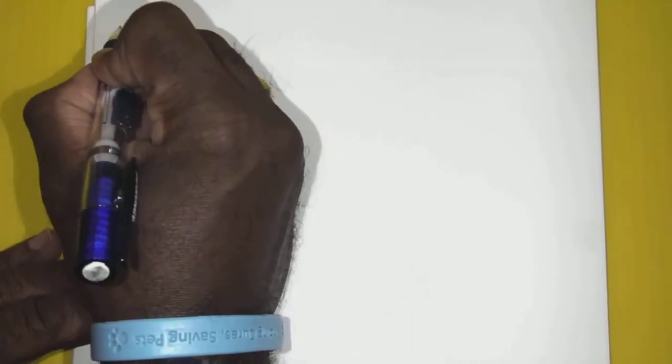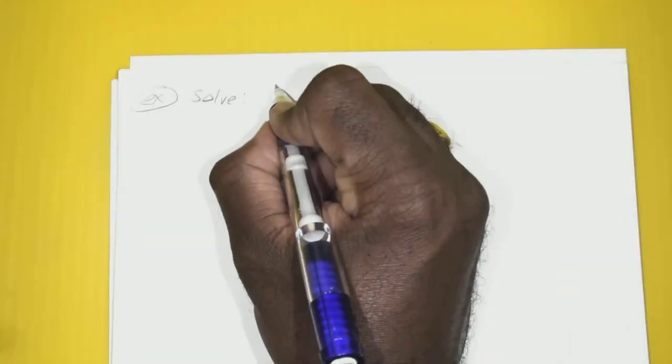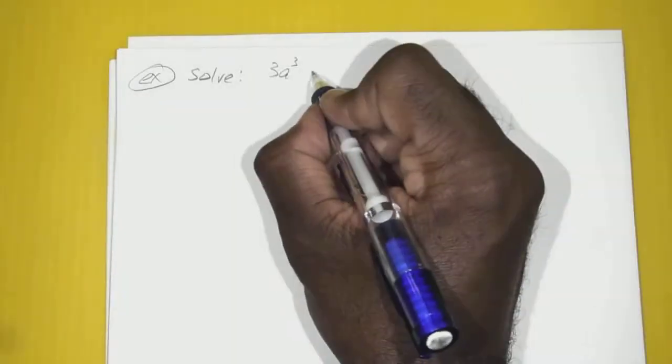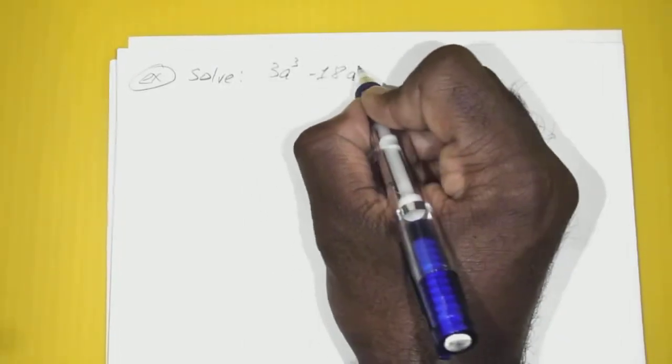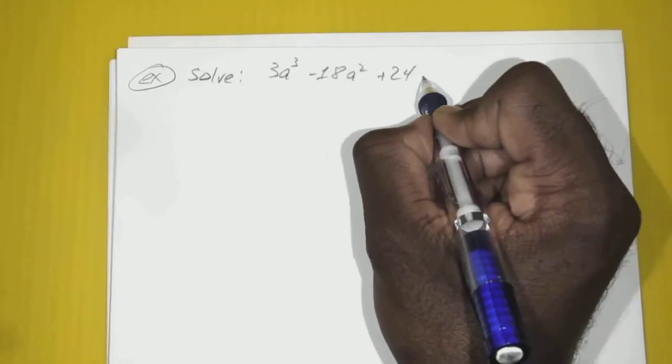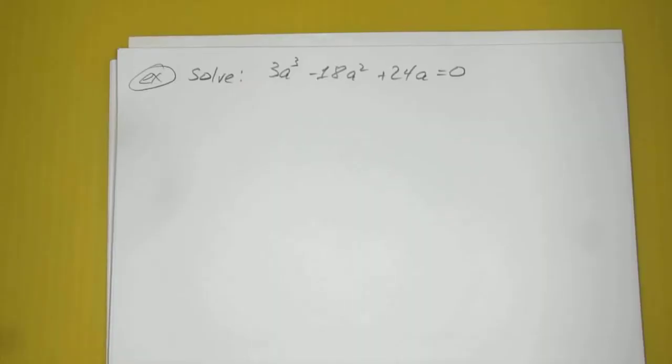Right, so let's say for our next example, there we go. If we wanted to solve 3a to the third power minus 18a squared plus 24a equals 0.